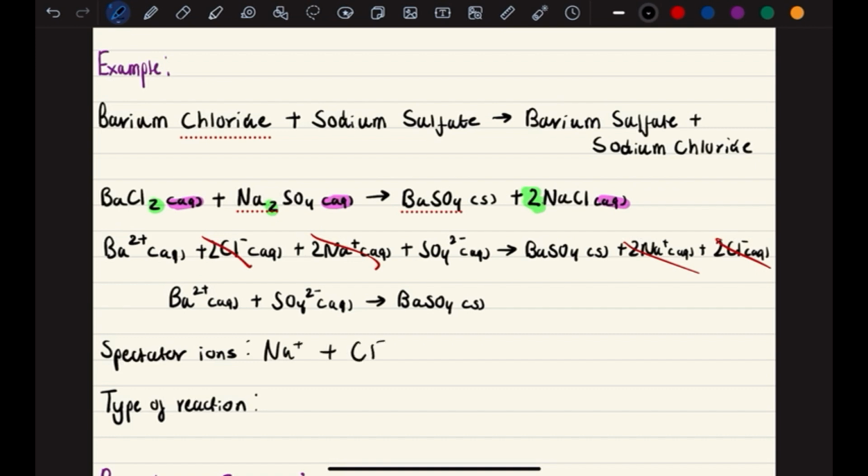And the type of reaction here, well, you're forming a solid salt. You're forming a solid precipitate. This is a precipitation reaction. I hope that made sense.